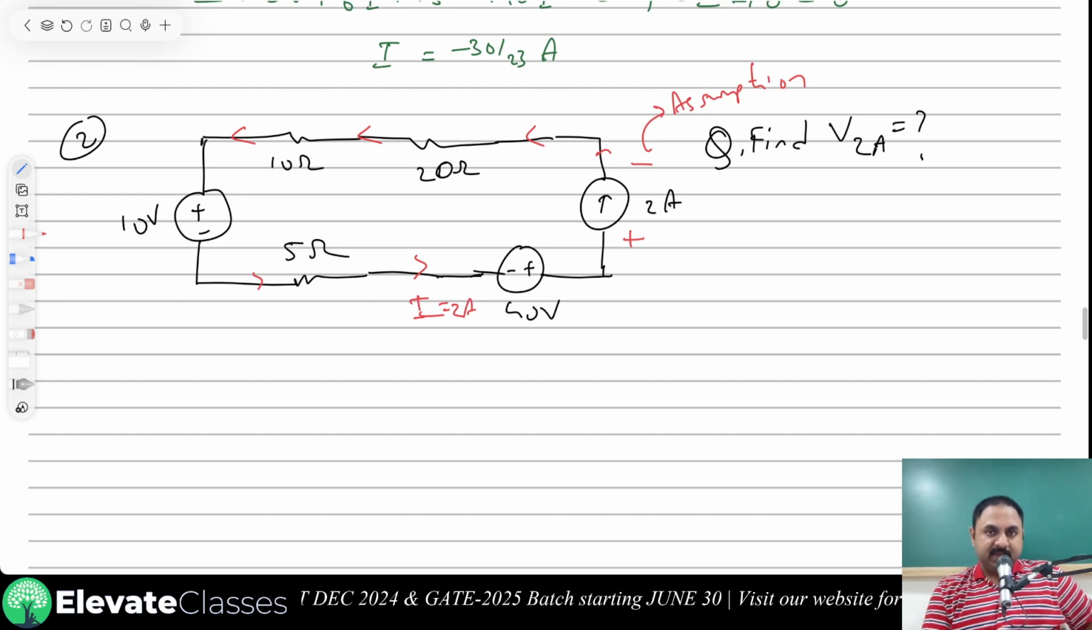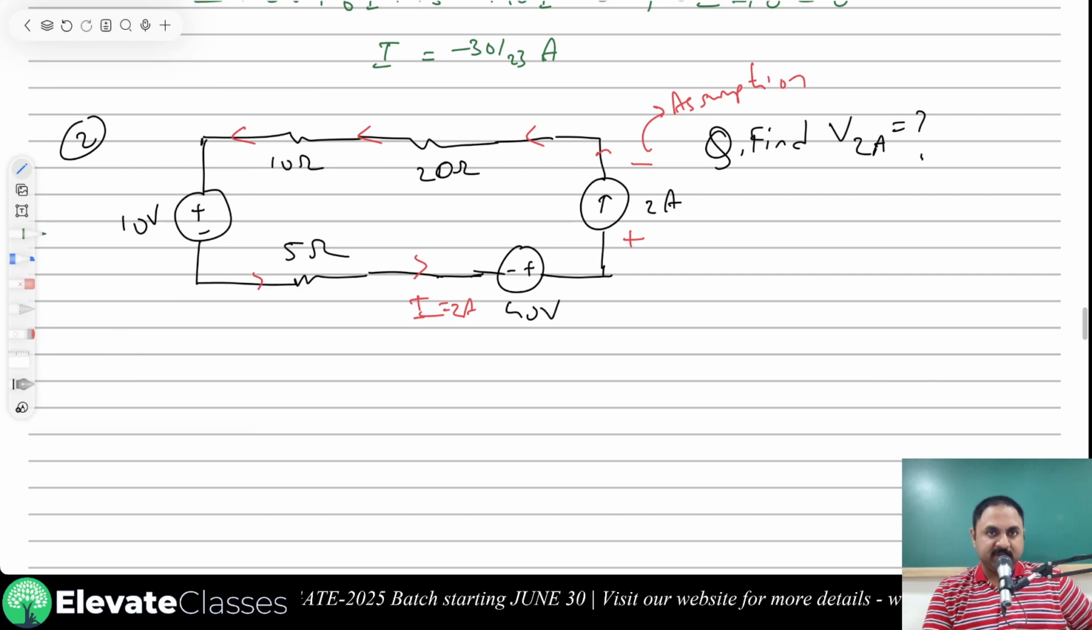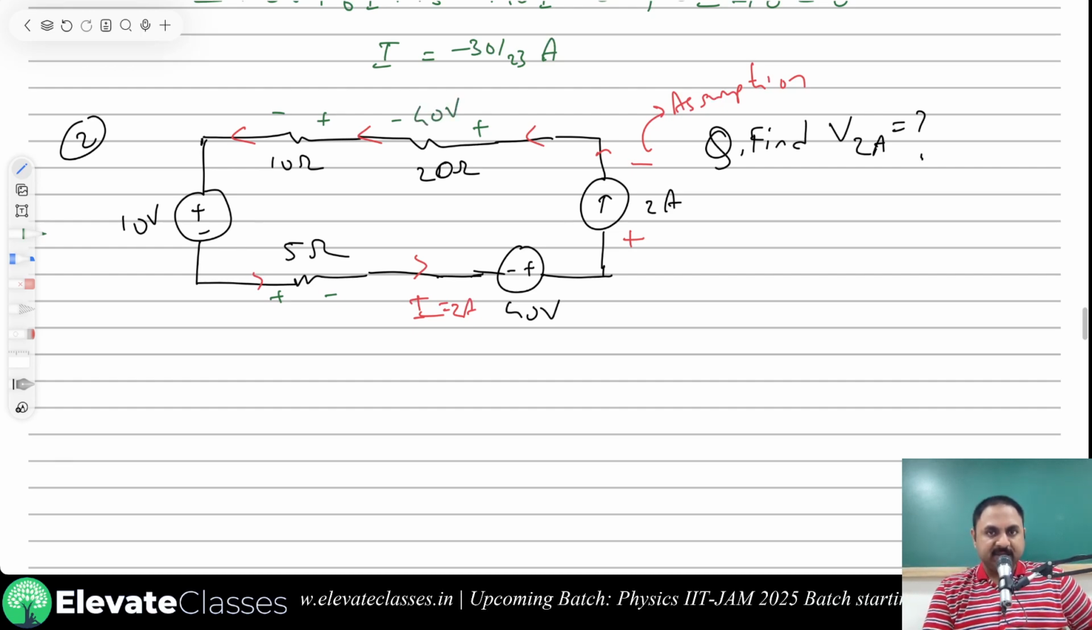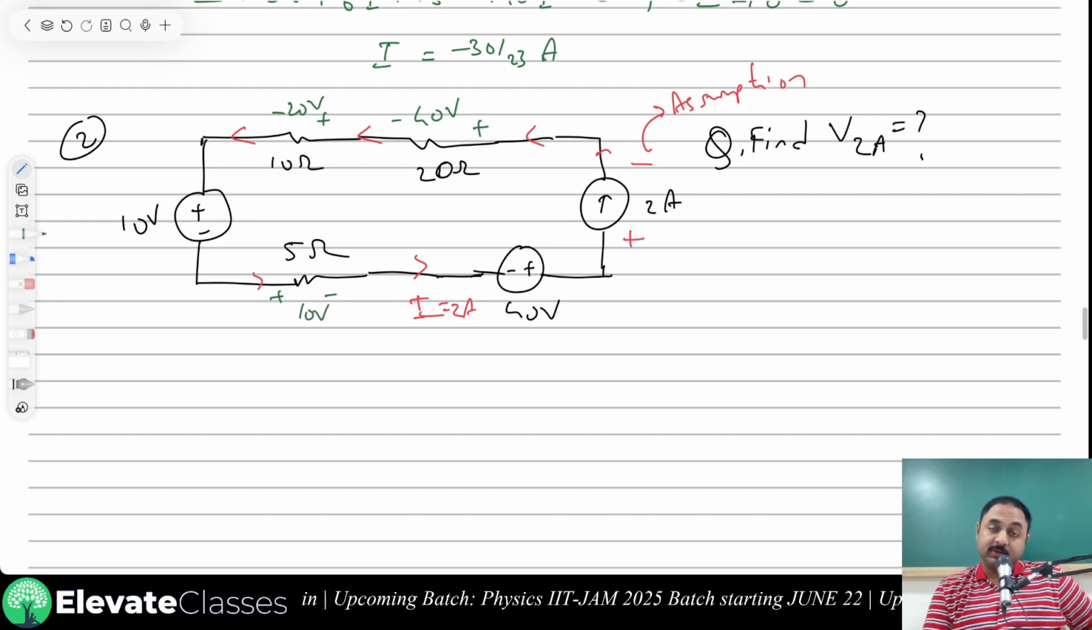Now this current flows through the 20 ohms resistance. What will be the voltage generated here? In the direction of current, plus. This is plus, this is minus. Do we know this voltage? Yes. Why? V is equal to IR. I know current, I know resistance. 20 twos are 40 volts. 10 twos are 20 volts. 5 twos are 10 volts. So I also got the voltages.